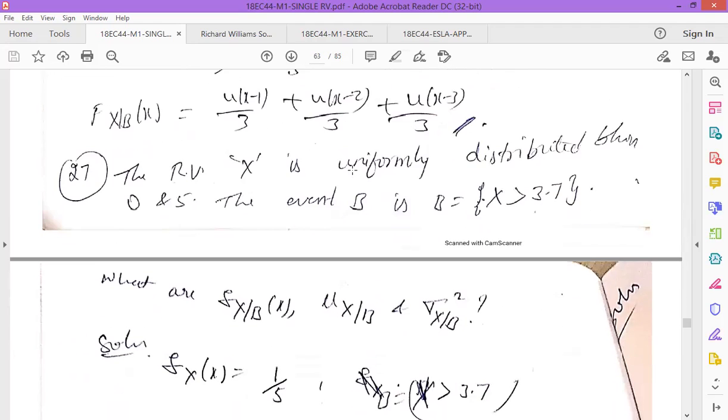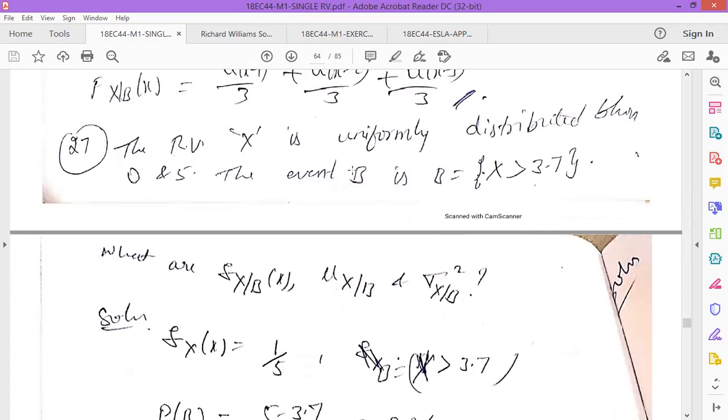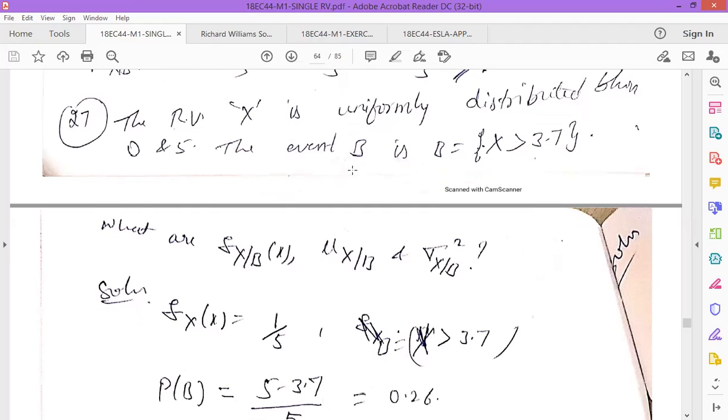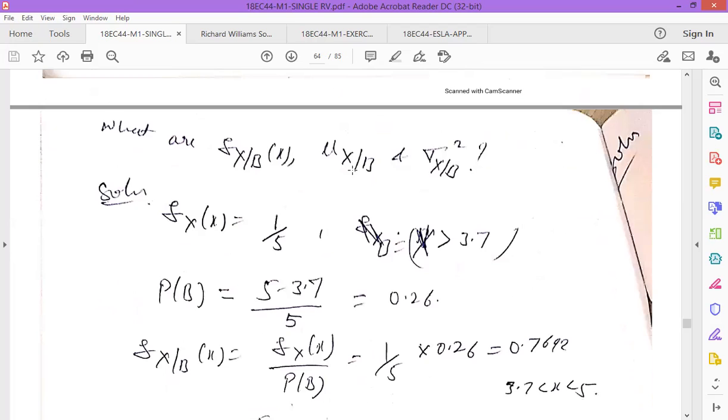And the next problem is, the random variable x is uniformly distributed between 0 and 5. The event b is equal to x greater than 3.7. So whatever the value will be considering, that has to be greater than 3.7. And for this given data, we are asked to calculate fx by b of x, mu x by b, and sigma x by b square.